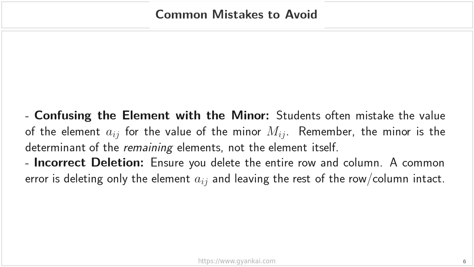Second, watch out for incorrect deletion. When you are looking at your matrix, don't just cross out the single element you are focusing on. You must strike out the entire row i and the entire column j. If you leave the rest of that row or column intact, you aren't actually creating a smaller building block, and your minor will be incorrect.